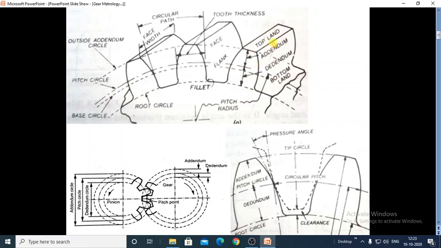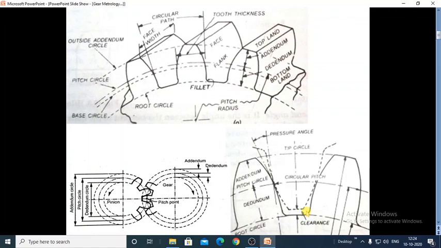Now next we will see the clearance. So what is the clearance? It is the radial distance from the top of a tooth to the bottom of a mating tooth space when the teeth are symmetrically engaged, and its standard value is 0.157 m.